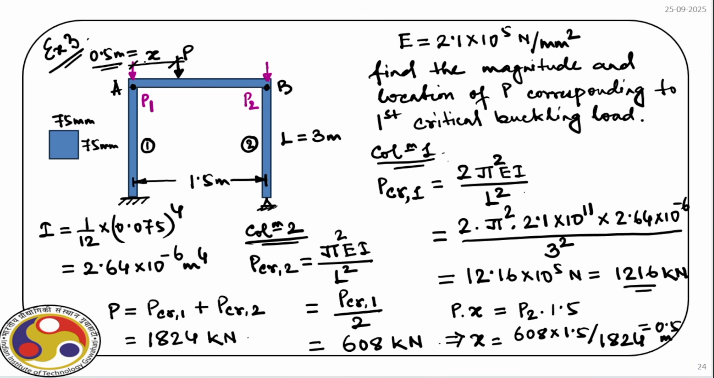So from the left end, if we put the load of 1824 at a distance of 0.5 meter, then that will create two forces P1 and P2 acting on the columns corresponding to the first critical load, and both the columns will simultaneously reach their first critical load, right? Okay, so that solves the third problem. Let us consider the last problem of today's lecture. So, example 4.